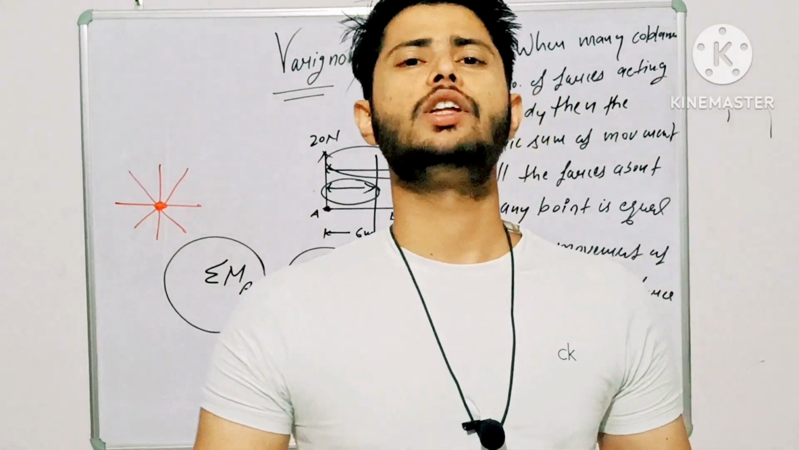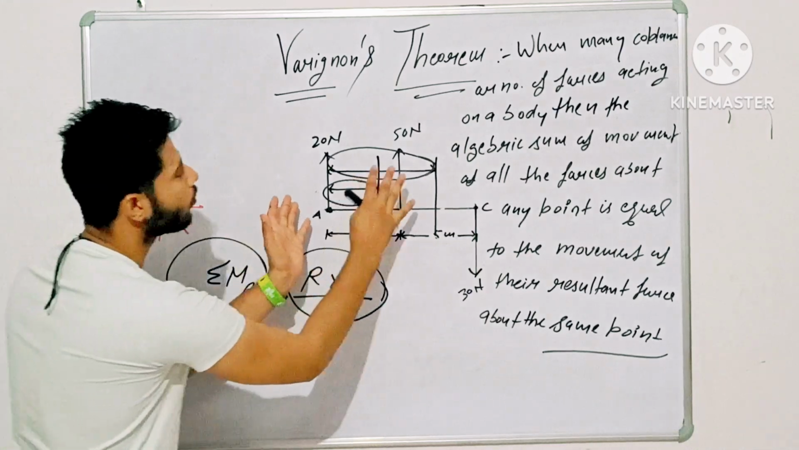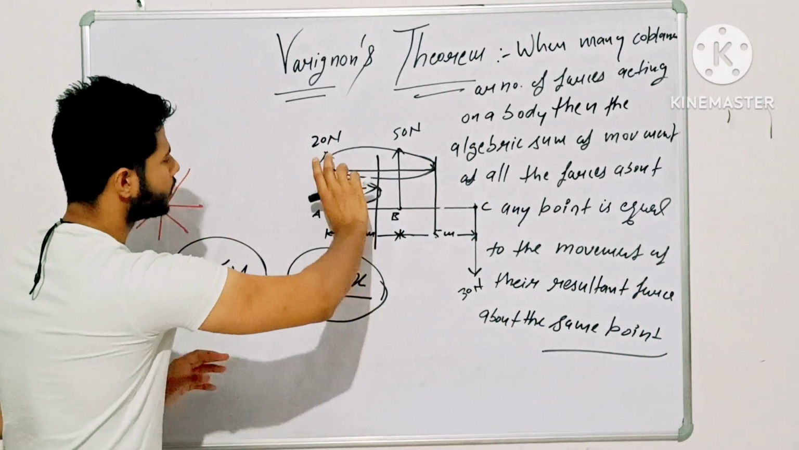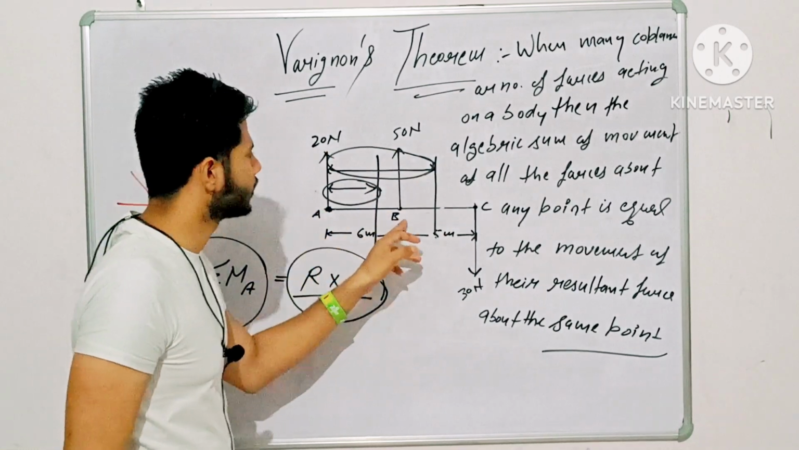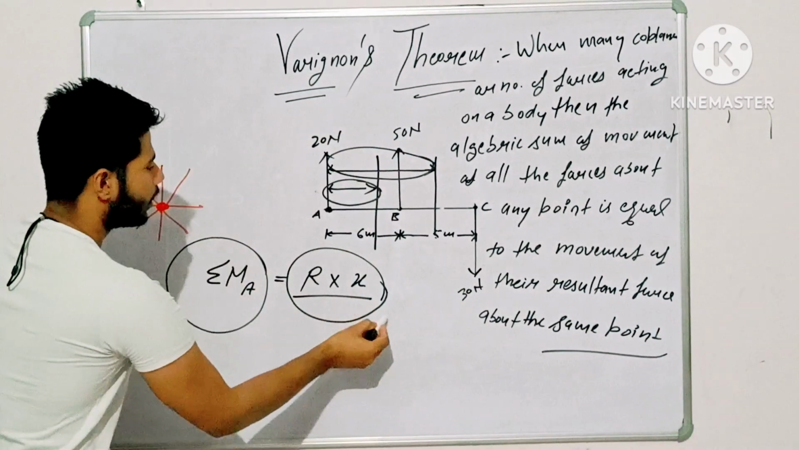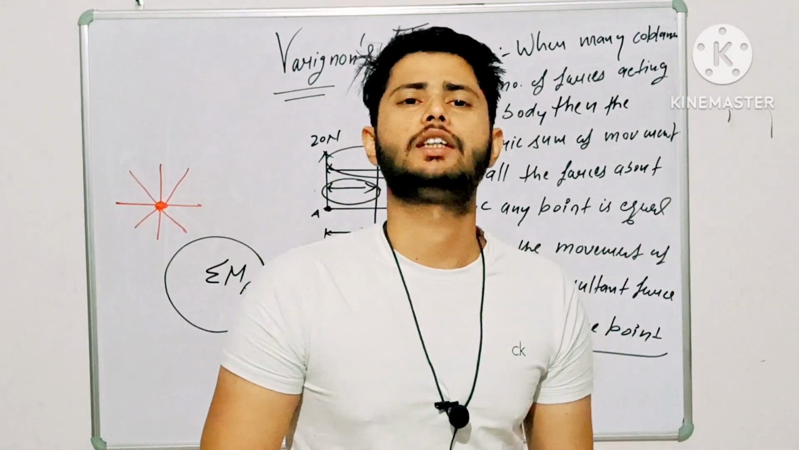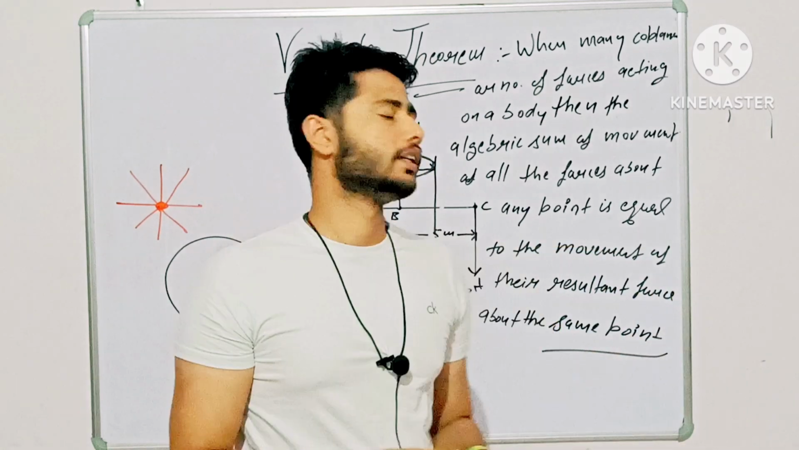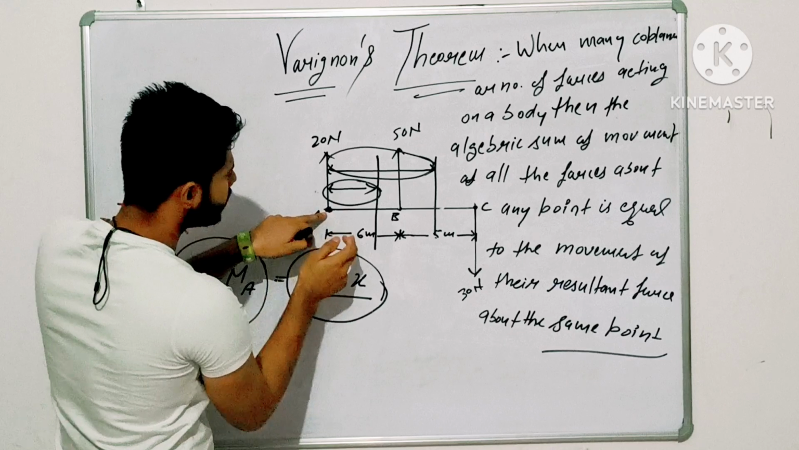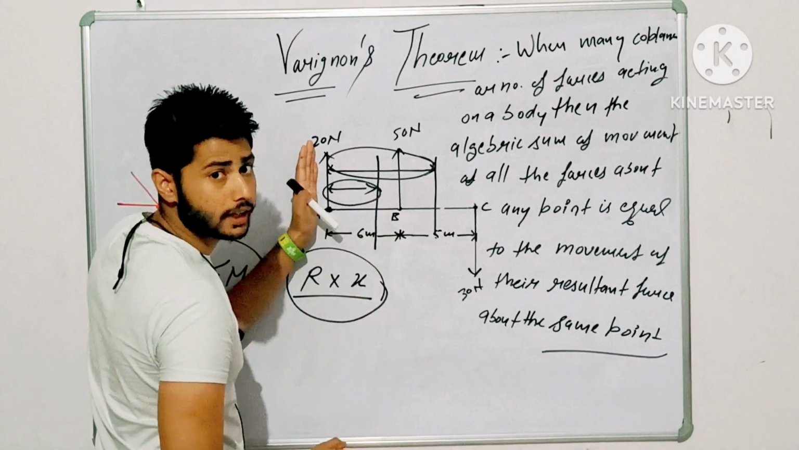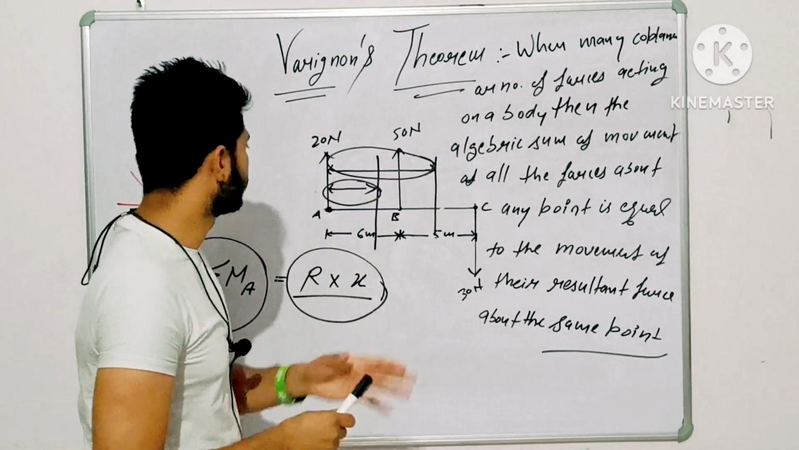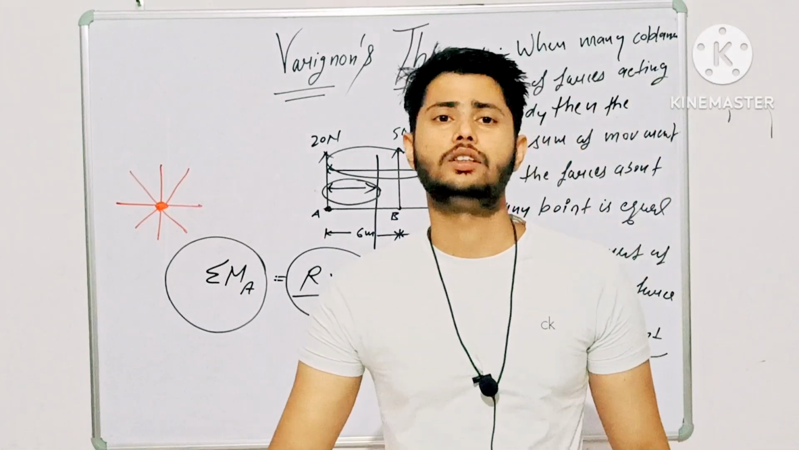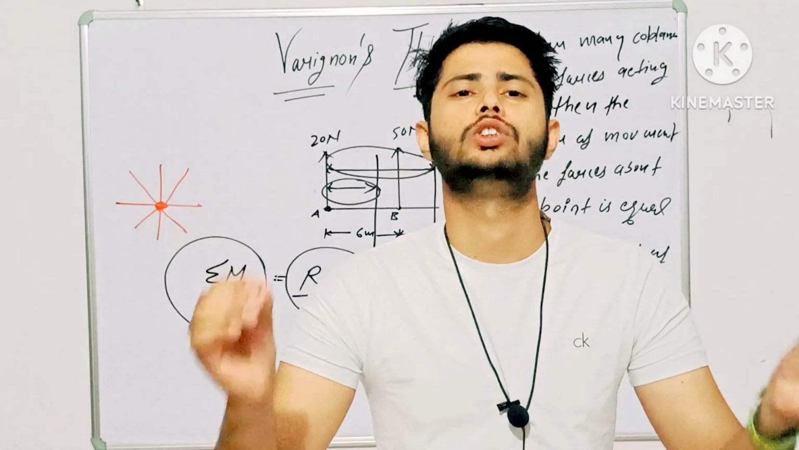Then Varignon theorem gives the exact position. If we take the algebraic sum of the moments of all these forces about any point, you can choose A, B, or C, it will directly equal the moment of the resultant force about the same point. This gives the perpendicular distance from the same point, this is point A, and this force is acting at this perpendicular distance from the same point. So I think you have understood Varignon theorem. Varignon theorem is used in a non-concurrent coplanar force system to directly find the position of the resultant force.